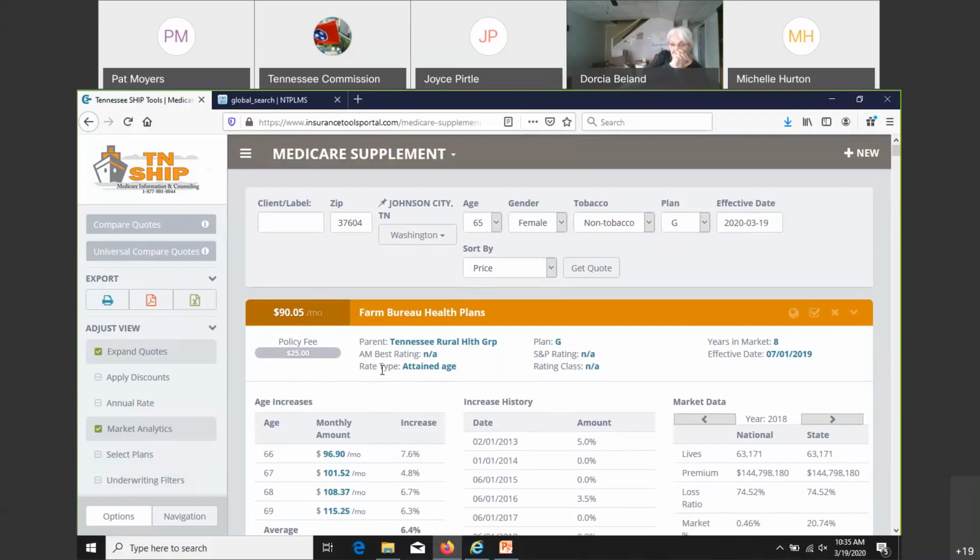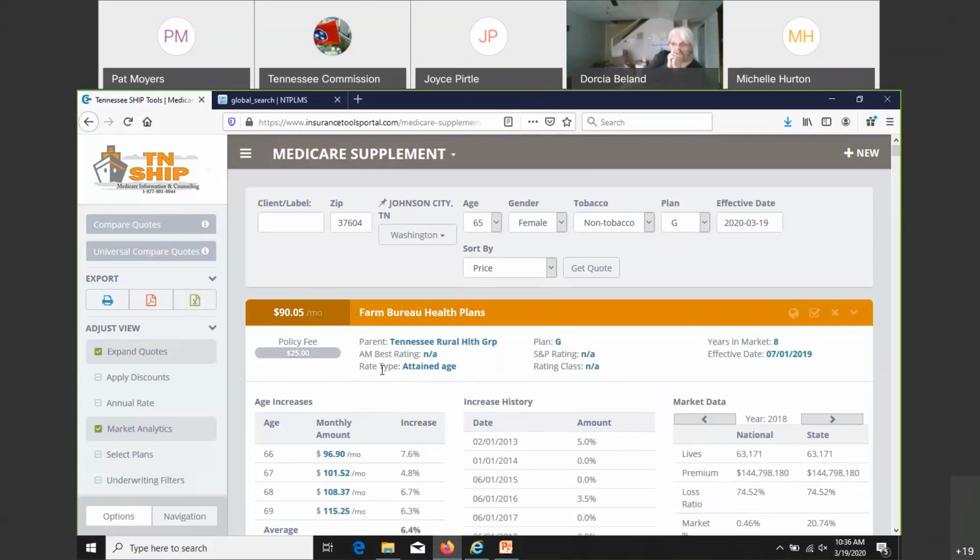With issue age, whatever the age you are when you purchase that plan, whatever the premium was at that age, your plan will remain that. It cannot change due to your age. It can change due to inflation, but will not change based on how old you are.